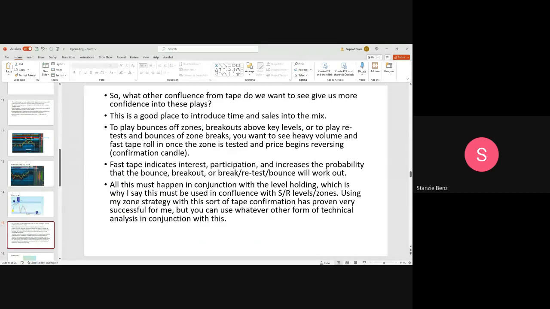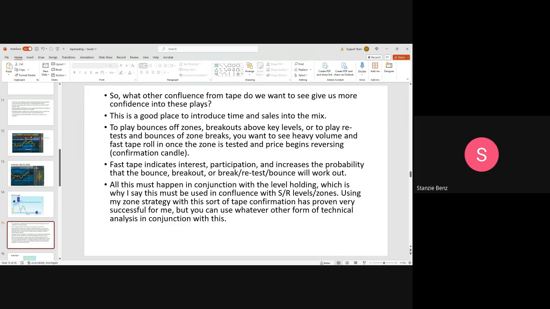So what does this fast tape mean? It indicates interest, participation, and increases the probability of that bounce, breakout, break, retest, bounce, whatever you're trying to play. Whatever direction you're trying to play in, the move in that direction should be supported by fast tape. All this must happen in conjunction with the level holding, which is why I say this must be used in confluence with support and resistance levels or zones.